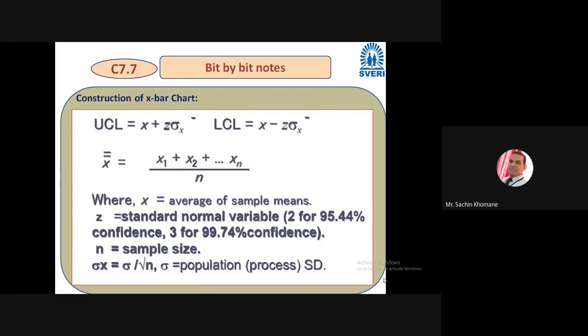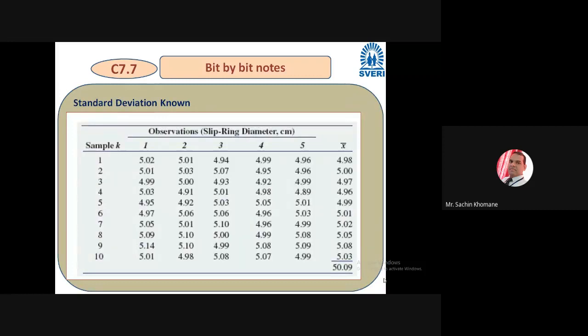Okay. And what is sigma x? Sigma x is sigma divided by under root n. And what is the sigma? Standard deviation. So now we'll see what the standard deviation is and how to calculate it in coming charts. So this is the formula for the X chart. So let us have an exercise so that you will get a clear idea.